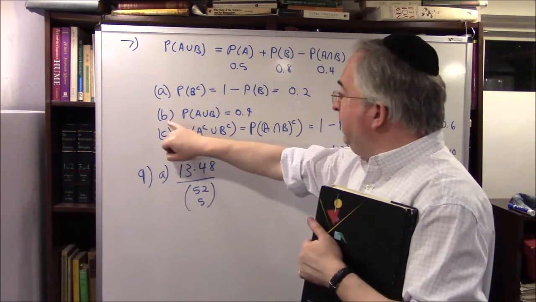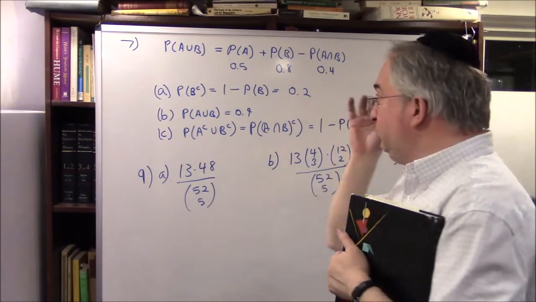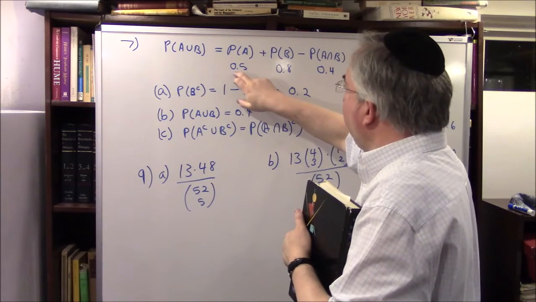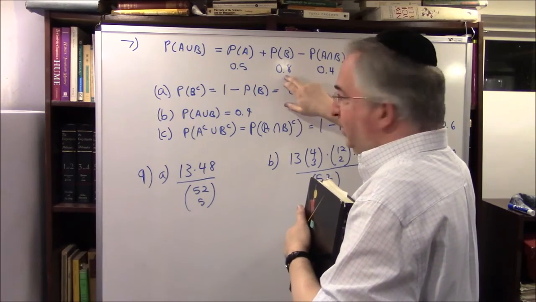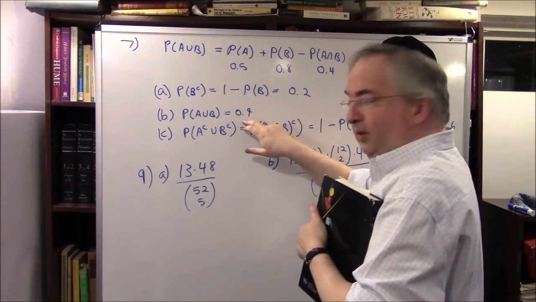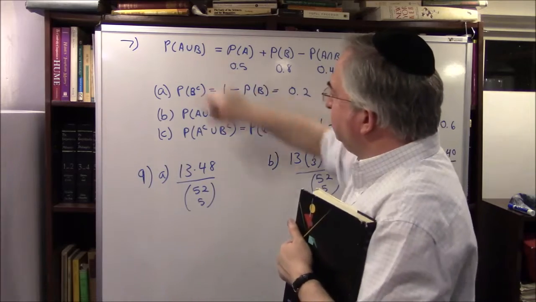Okay? Next is A union B, and here we use the inclusion-exclusion rule. Here we use that rule that we saw. So basically it's 0.5 plus 0.8 is 1.3, minus 0.4 is 0.9. Okay, so it's this plus this minus this.